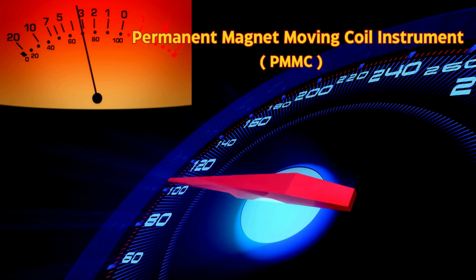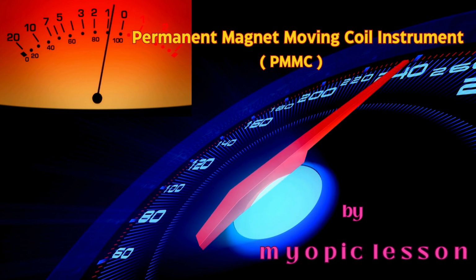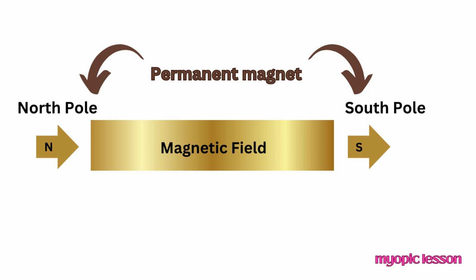Dear viewer, here is one indicating instrument. Let us consider a magnetic field created by the two poles of a permanent magnet.